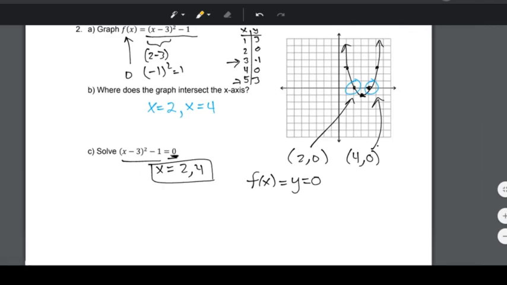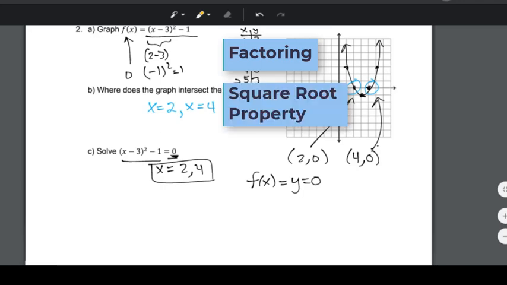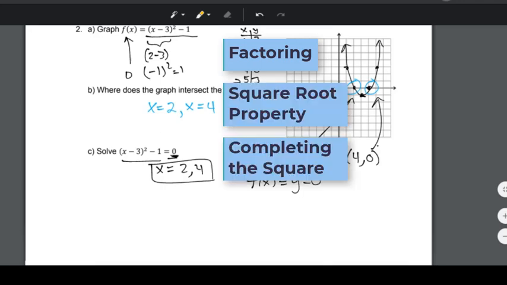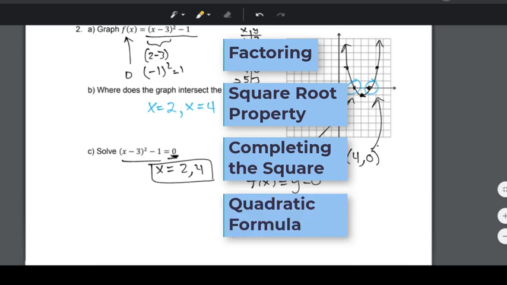So over the course of the next few videos, we're going to solve by factoring, using the square root property, completing the square, and then our last method will be to use the quadratic formula. And just for fun, I'm actually going to solve this same equation every way that I just mentioned. So you can see sometimes one method might be easier than the next method, depending on what the equation looks like to start with.